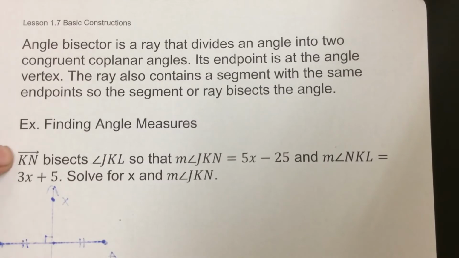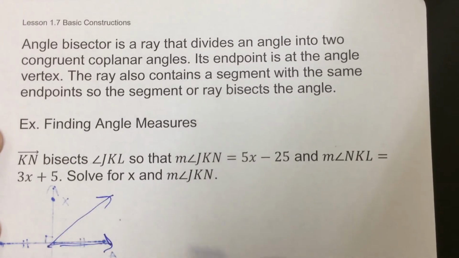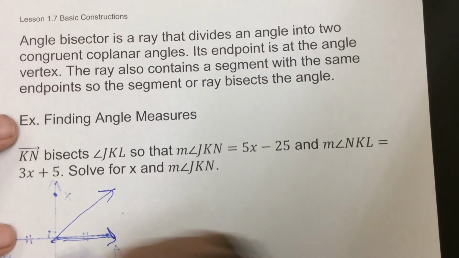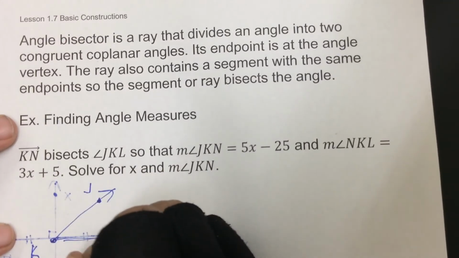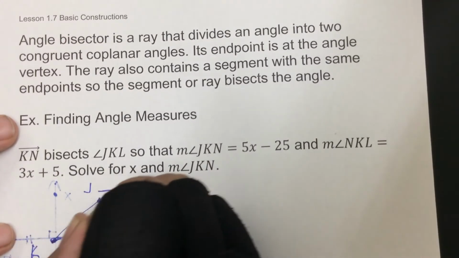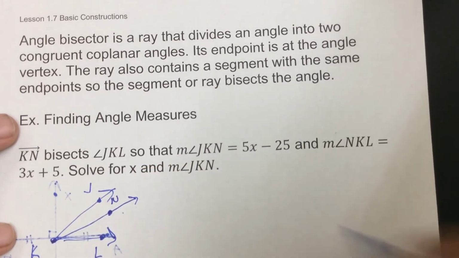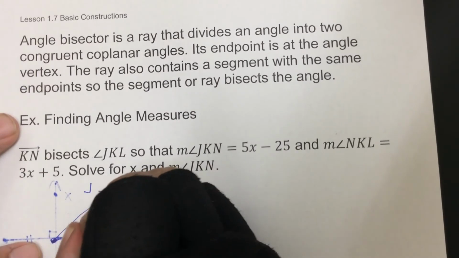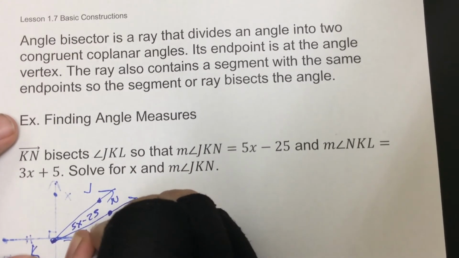All right. Now, we're going to have also some problems like this where we can find some measures using that. So if we know KN bisects JKL, and I'm just going to draw it not so nicely, if we have an angle here, this would be K, this would be J, and this down here will be L. We're going to have one cutting through the middle here, let's say N. So we know JKN, the top one, is going to be 5x minus 25, and the bottom one is going to be 3x plus 5.